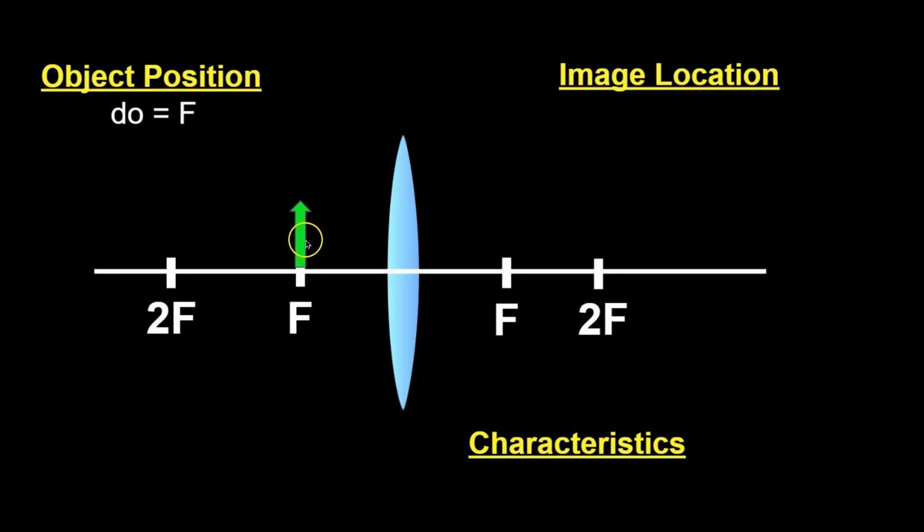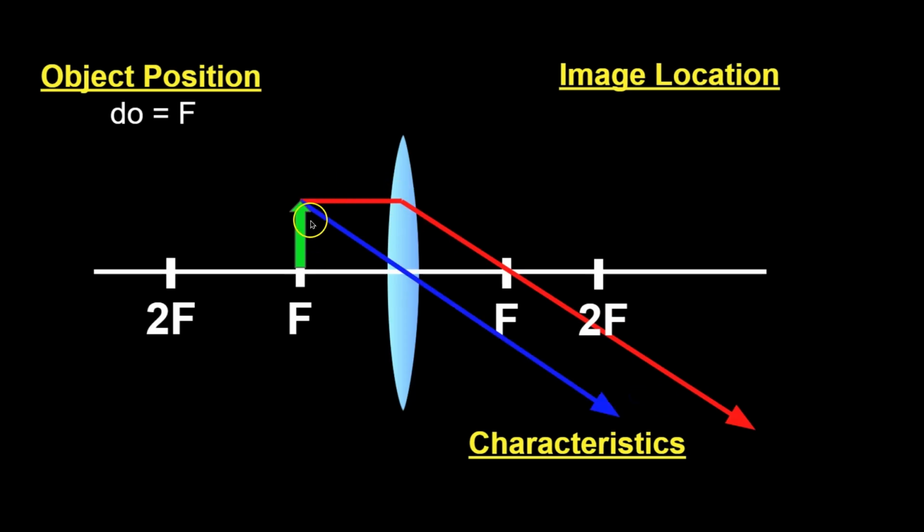Now we have an object at the focal point. So we say that DO, which is the shorthand for saying object distance, is at the focal length. Here is ray 1. Ray is parallel to optical axis, goes through the focal point. And then ray 2, because it's on the focal point, we're just going to draw that third ray we talked about, that it's just a straight line if it goes through the center of the lens, so it goes straight.